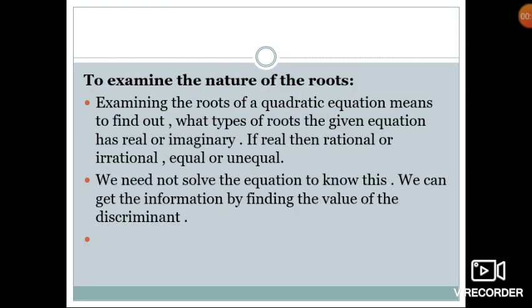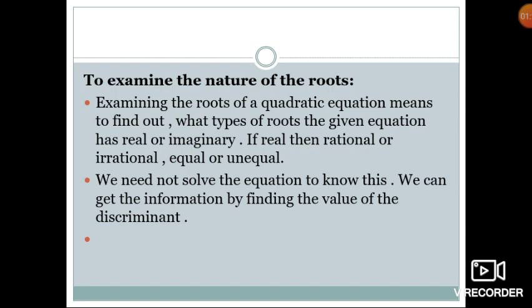A is nothing but the coefficient of x squared. Make a note of it. B is nothing but the coefficient of x. C is the constant value in the quadratic equation.